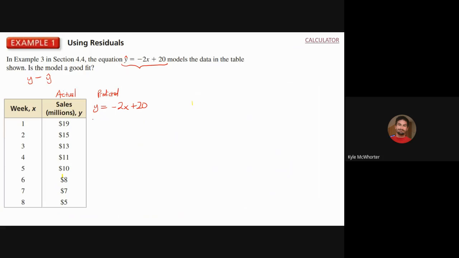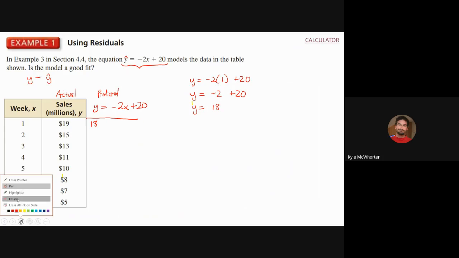Okay, so when X is 1, we're going to do Y equals -2 times 1 plus 20. -2 times 1, that's just -2. So Y would be -2 plus 20, which is 18. So our predicted Y value when X is 1 would be 18. Then we'll just do it for each different X value.